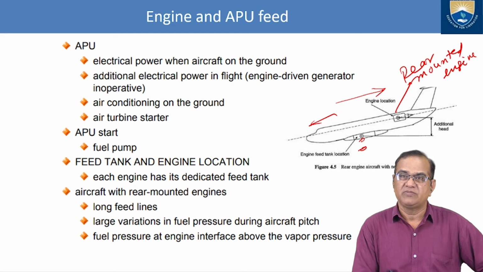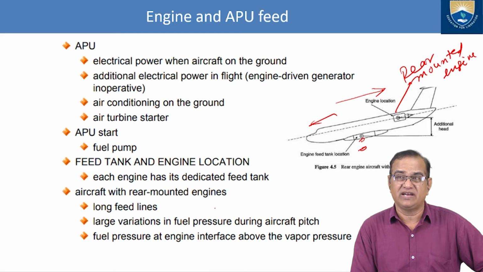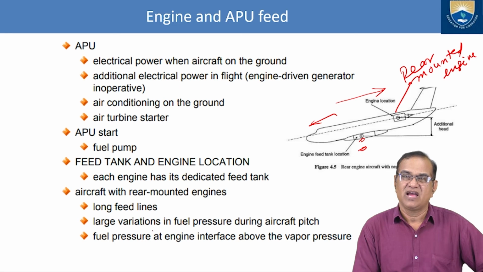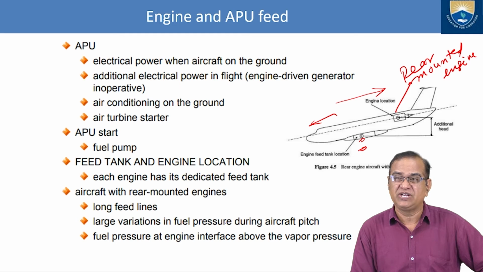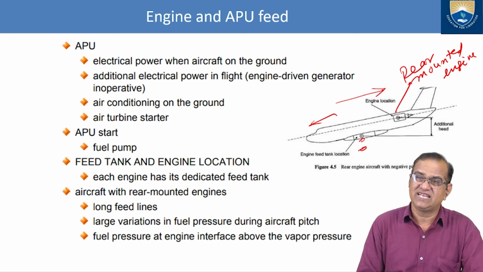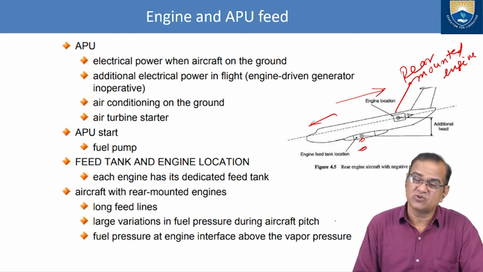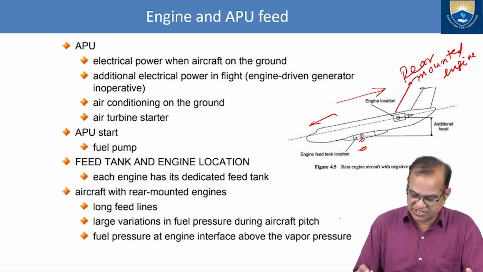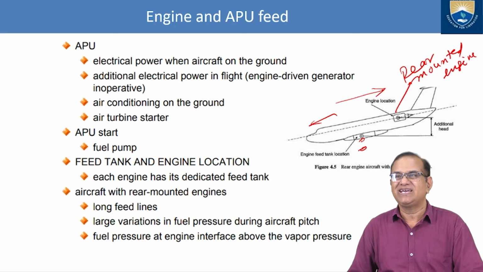If the engine is rear mounted behind the wing, long feed lines are required. There is large variation in fuel pressure during aircraft pitch. If it is nose down, more pressure is required. Fuel pressure at the engine interface must stay above the vapor pressure, so higher pressure is needed to keep it above the vapor pressure of the system.